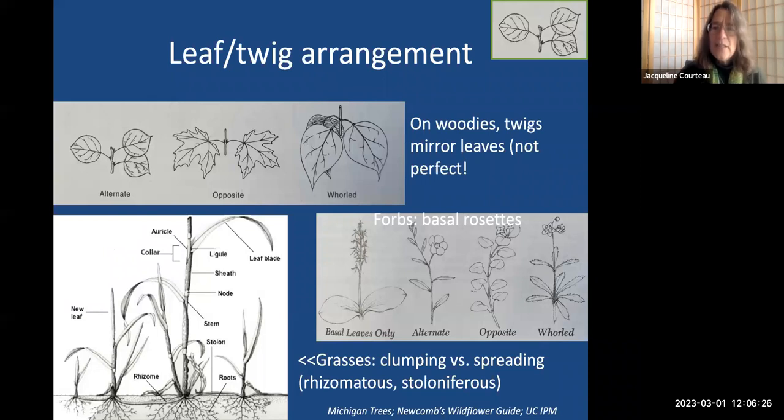Similar kinds of arrangement on forbs, on those herbaceous plants, but with the addition that there are forbs that have basal leaves only, even when they flower, or there are forbs that overwinter as a basal rosette and then send up a flowering stem. And then finally, grasses have a really different structure. I'm just showing it for you there. So you're really looking at different things like the leaf blade, the ligule, where the leaf meets the stem, and the sheath, and the node, which are those parts of the stem from where the leaves emerge. So I'll use those terms pretty much in passing, but what I'll try to do is show you pictures when they're relevant.